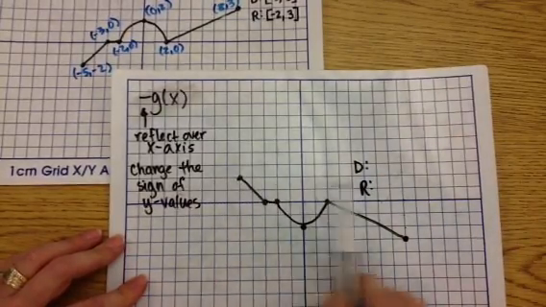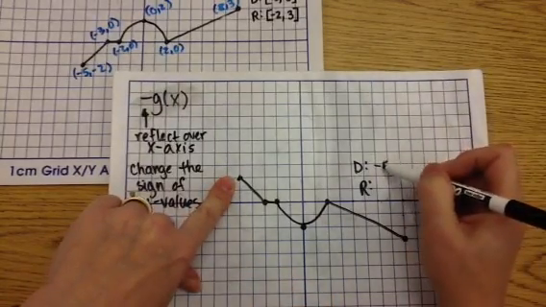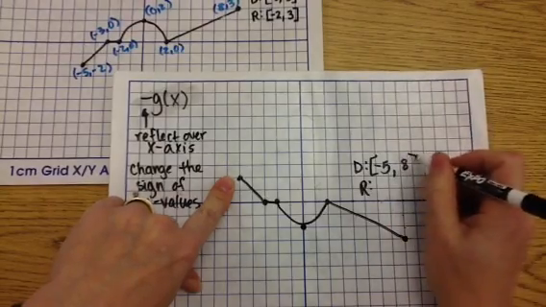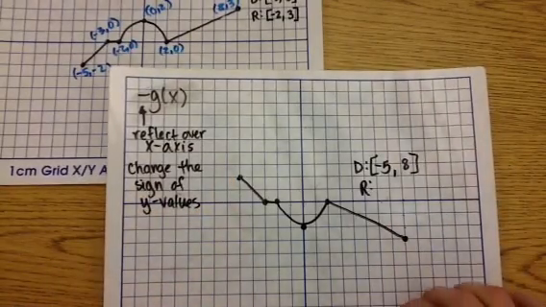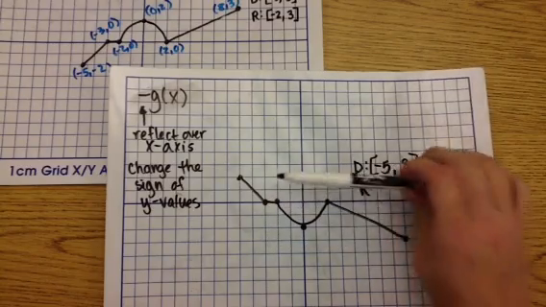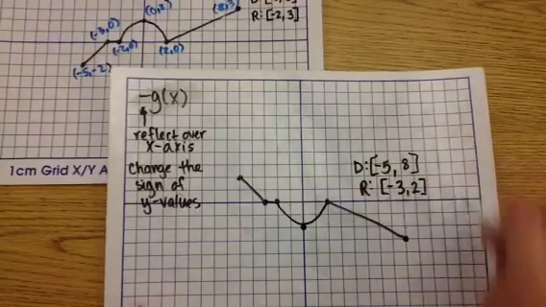So scanning left to right, the lowest x value over here is still at -5. The highest x value is still out at 8. Range, the lowest y value hits at -3, and the highest y value hits at 2. So the range will go -3 to 2.